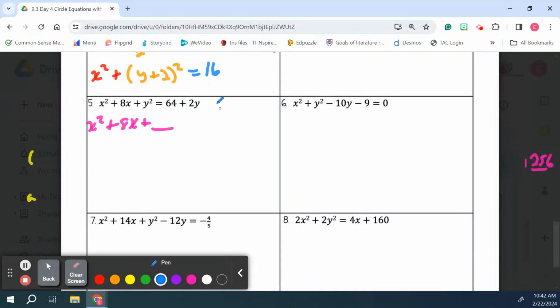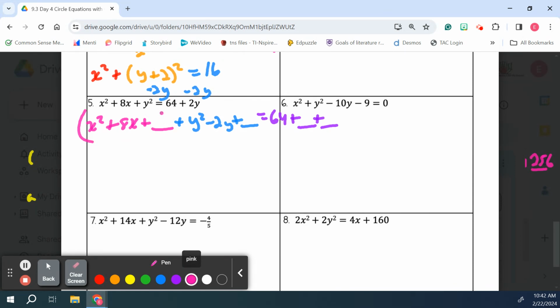Who can tell me what happens there? How am I going to get this where I need it to be? It's adding, so I'm going to do what instead? Subtract it, yeah. So I'm going to subtract 2y from each side. This leaves me with y squared minus 2y plus the space. And this is going to equal 64 plus those 2 spaces that I just added on. How are we doing so far? Any questions?